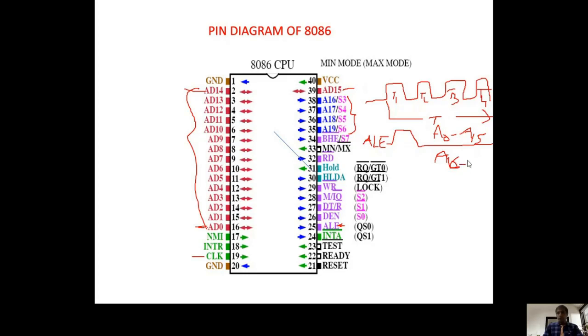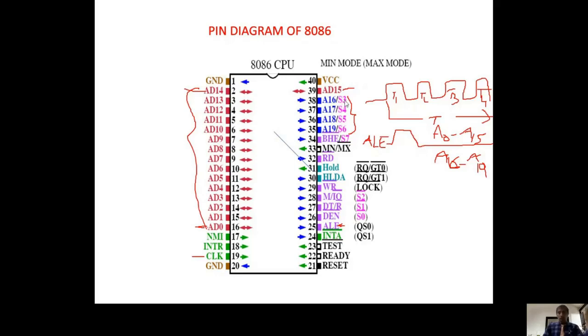A16 to A19 lines are also coming, and we have one more here. One more line, A16 to A19, like that 20 address lines are separated by using 3 latches, and one ALE, which should be high during T1 time.